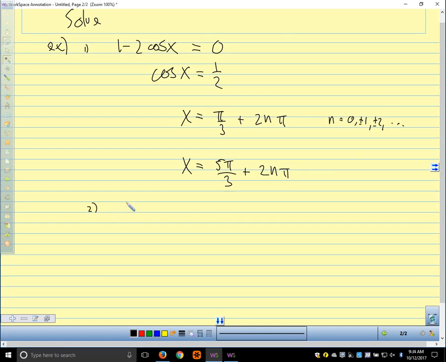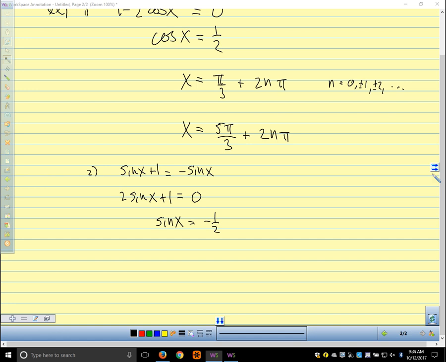We have sine x plus 1 equals negative sine x. So that's our equation. I want to isolate my trig function, so I'm going to add sine x to both sides. So I get 2 sine x plus 1 equals 0. And now I can subtract 1 and divide by 2. Sine x equals negative 1/2.